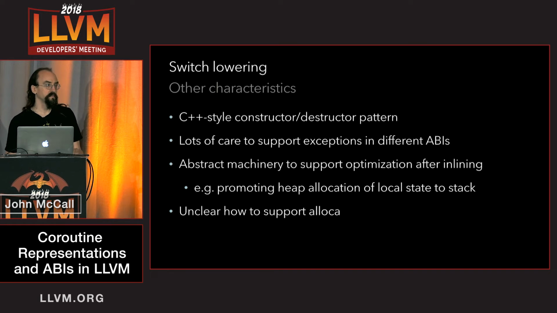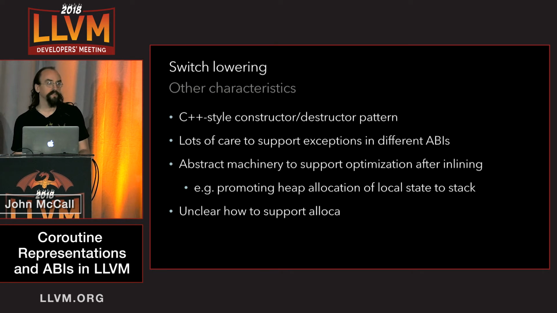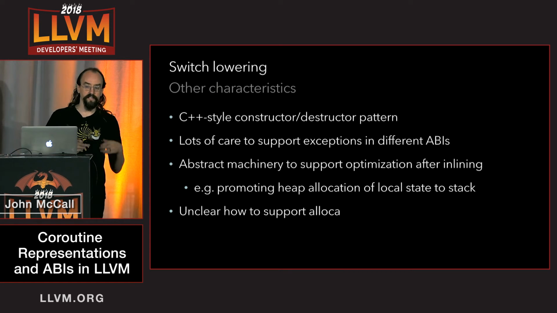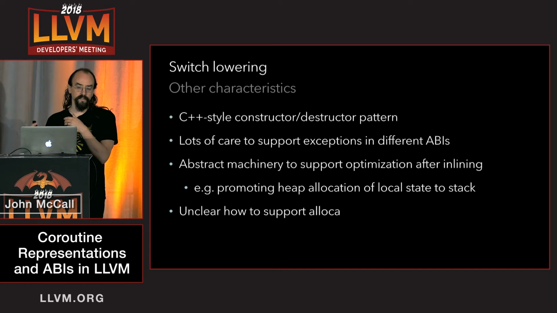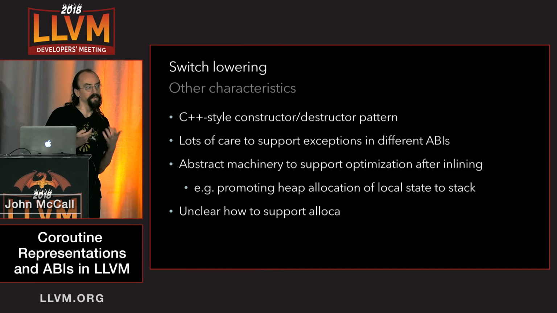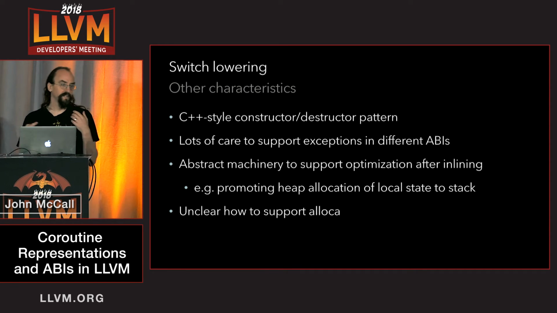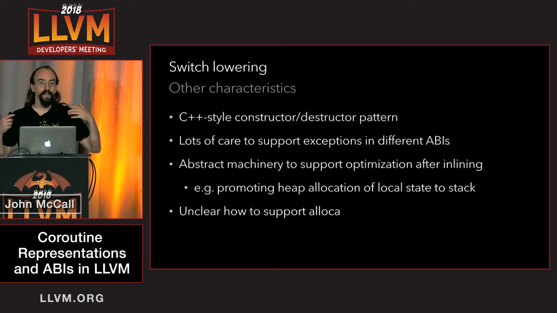There's a lot of other characteristics of this that are very C++-y. It's set up so that the ramp function is essentially a constructor. There's a separate destructor for that, that's sort of stored in the coroutine frame. There's a lot of care to support C++ things like exceptions. There's a lot of machinery in the lowering that's there specifically to support LLVM-level optimization of coroutines and so on. There are things that really aren't used in C++, like alloca, that aren't really supported in this, and so forth. That's not a slur on Coro in any way. It's just designed around the needs of the C++ feature.